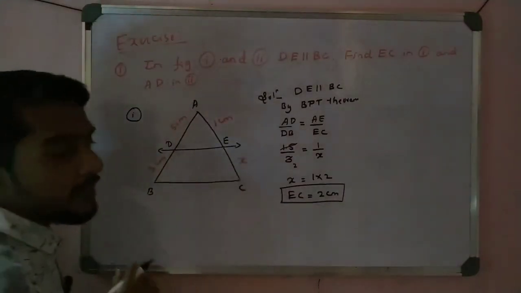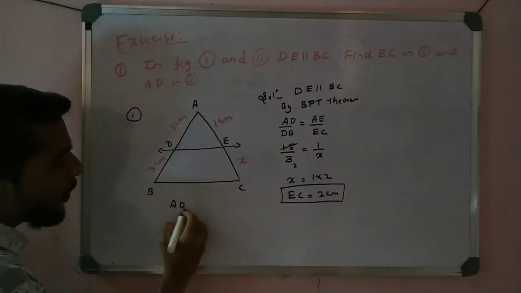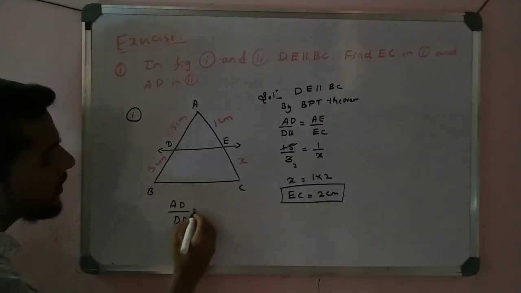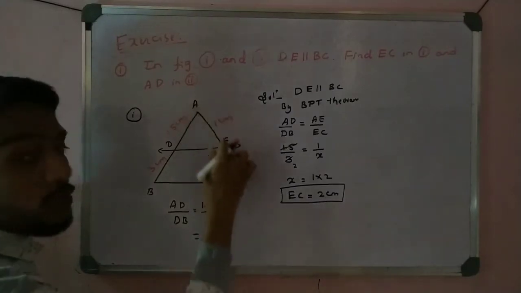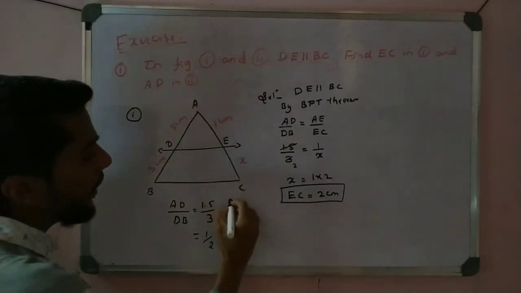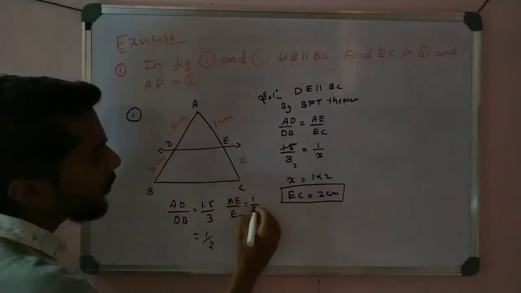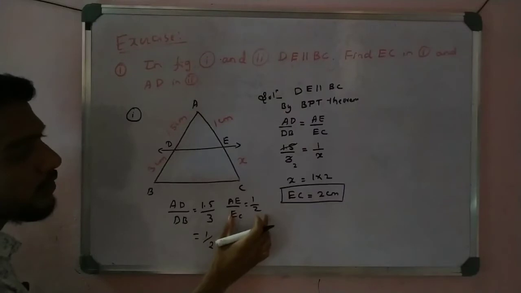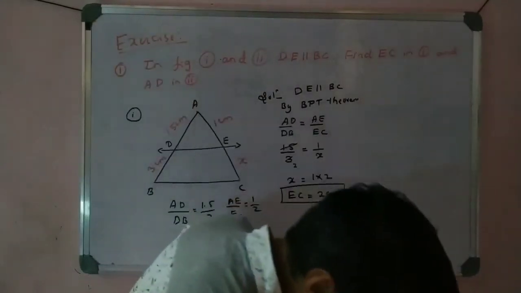How do we check our answer? See here, they are equal in ratio. AD by DB, how much is it? 1.5 by 3, it is nothing but 1 by 2. AE by EC: AE is 1, and X is 2, so 1 by 2. Both are equal. This ratio equals this ratio, so our answer is correct. So 2 is the correct answer.